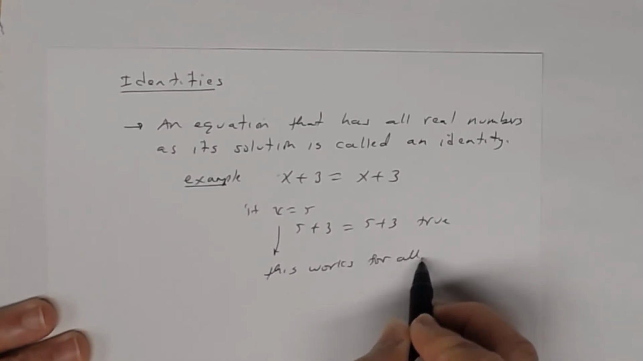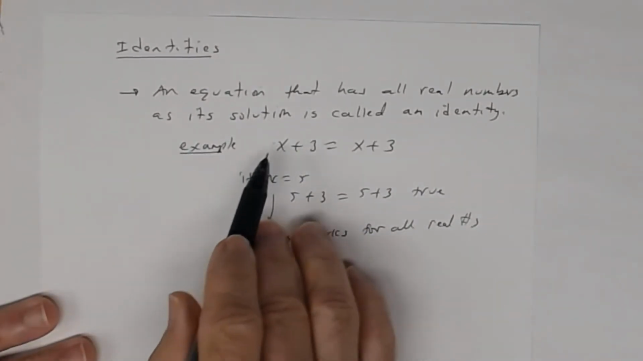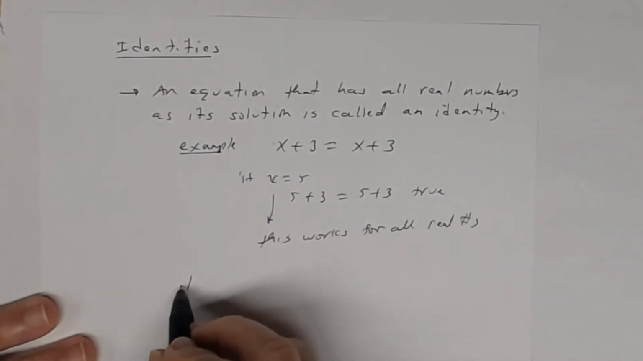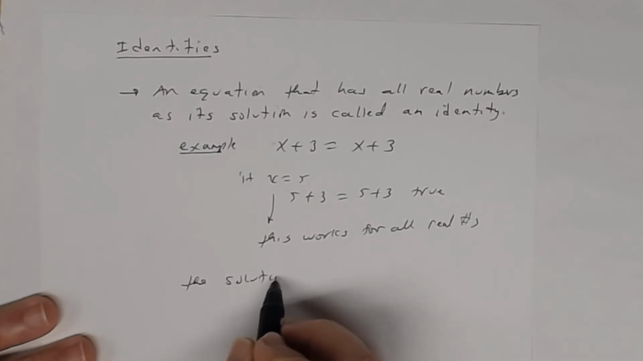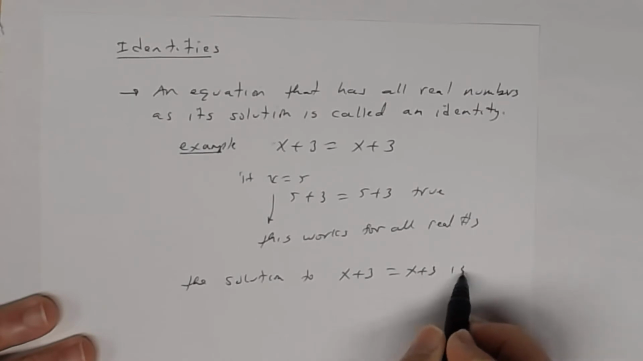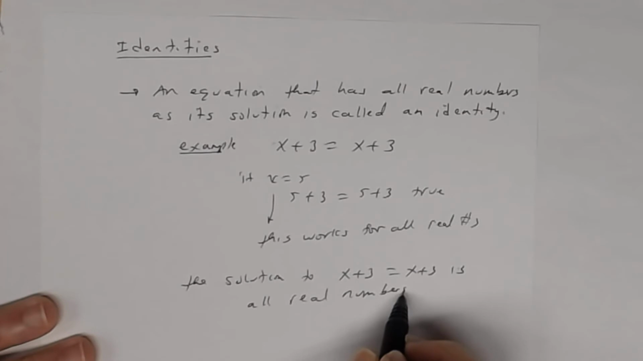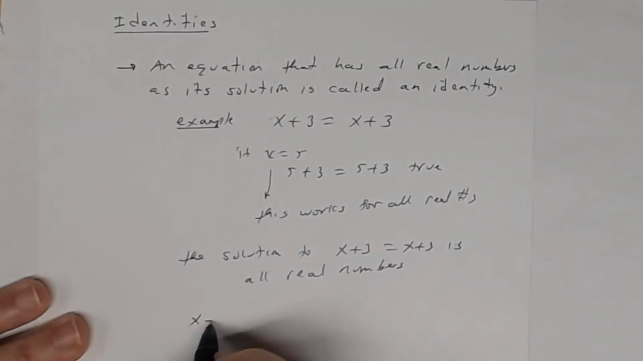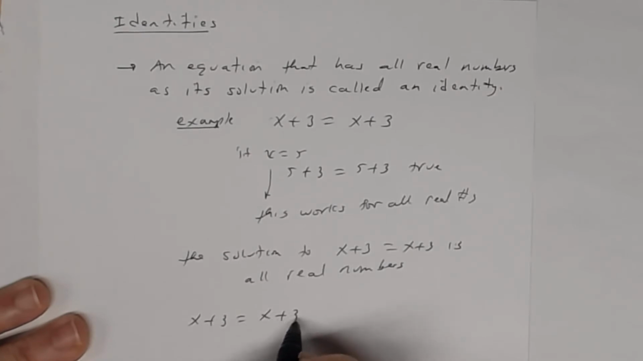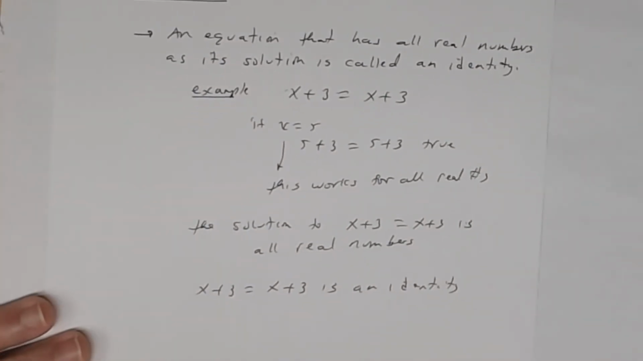So this works for all real numbers. The solution to x plus 3 equals x plus 3 is all real numbers. That's how you would indicate the solution. So x plus 3 equals x plus 3 is an identity. An identity is an equation that's true for all real numbers.